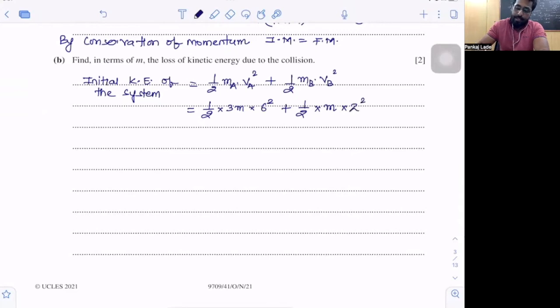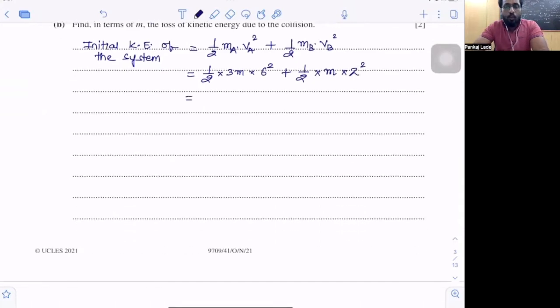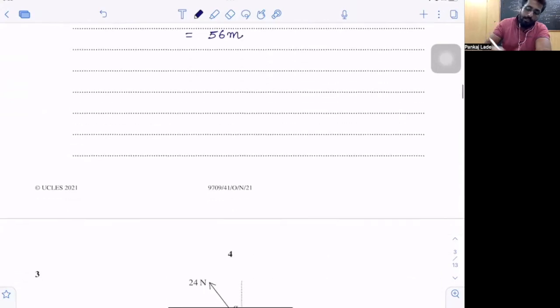So that's 2 square. So 6 square is going to be 36. And then divide by 2, that will give you 18 multiplied with 3, that's 54M, plus again, 2 and 2 cancel, you are left with 2M. Let's quickly confirm it: 36 multiplied with 3 and divided by 2, that's 54, that was correct, and then plus 2M, that should give me 56M. So that's the initial kinetic energy of the system, 56M. Now let's quickly get the final kinetic energy also.